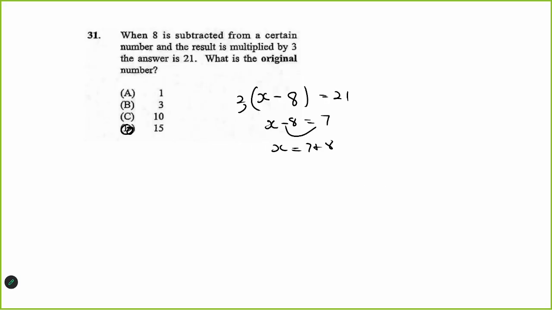Oh shucks, not the last one. When 8 is subtracted from a certain number, so that's x minus 8, multiplied by 3 is equal to 21. That is x minus 8 is equal to 7, because 21 divided by 3 is 7, right? Carry this across. X would be 7 plus 8, which is equal to 15. This is a repeated question. Now that is the end of May, June 2017.